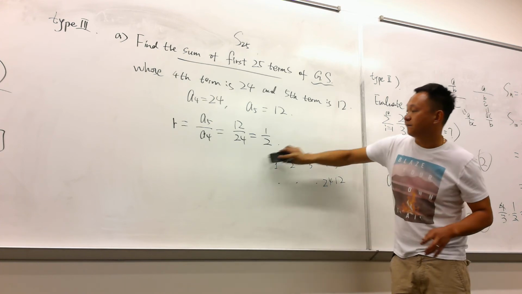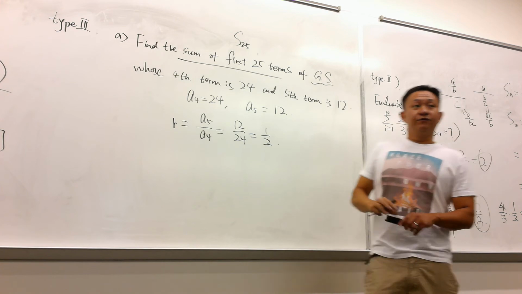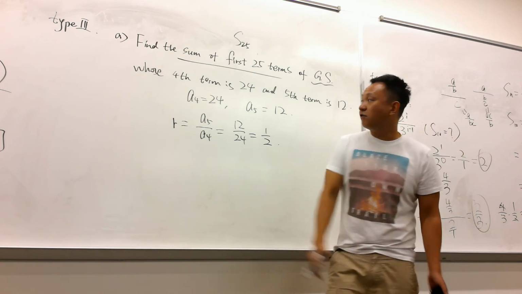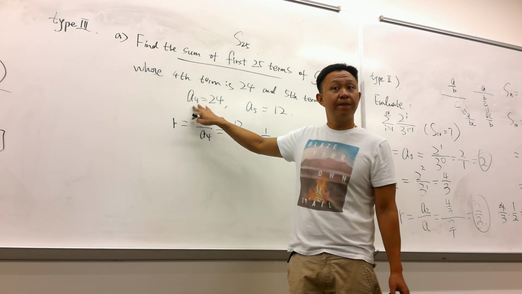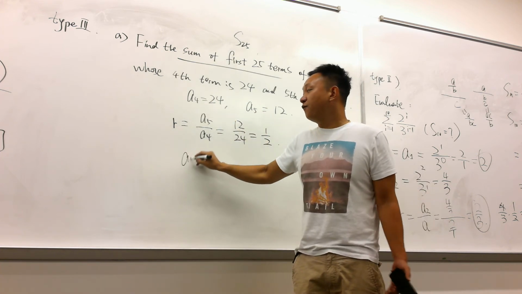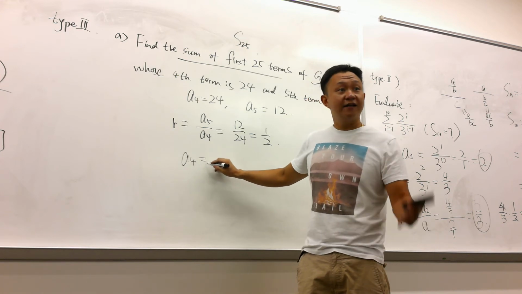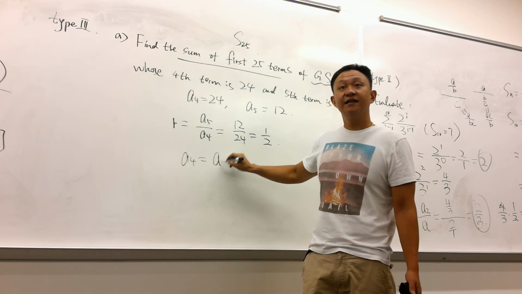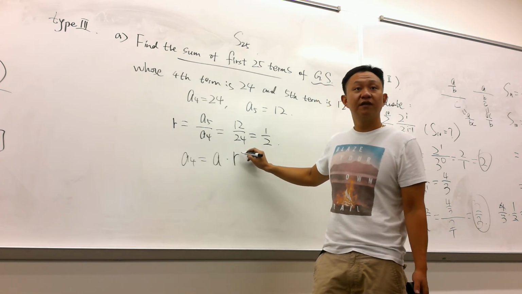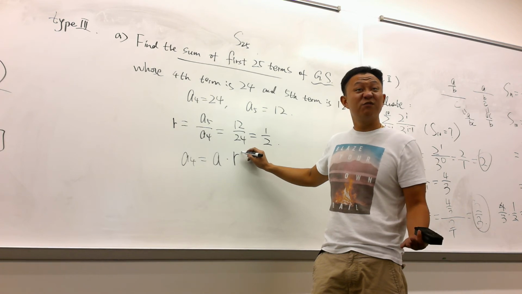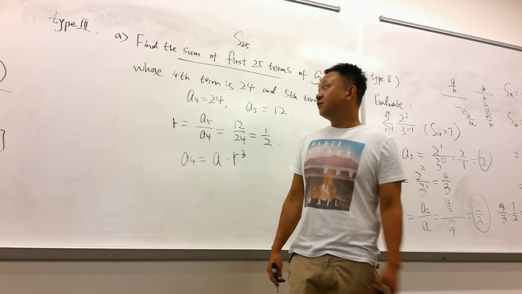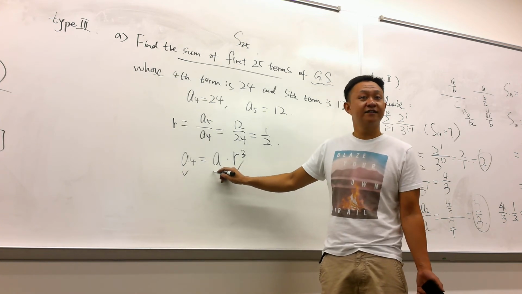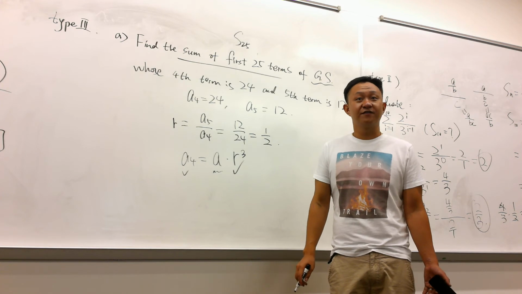Okay guys, here's the thing. If you have known the first term A and the common ratio R, how are you going to find A4 or A5? It doesn't matter. A4 equals, by the formula for the general term, A sub 4 equals A times R to the power of what? 4 minus 1 gives you 3. Am I right? And then guys, what you know is A4 and R. What are you going to do? You solve for this A. That's how you find the first term.